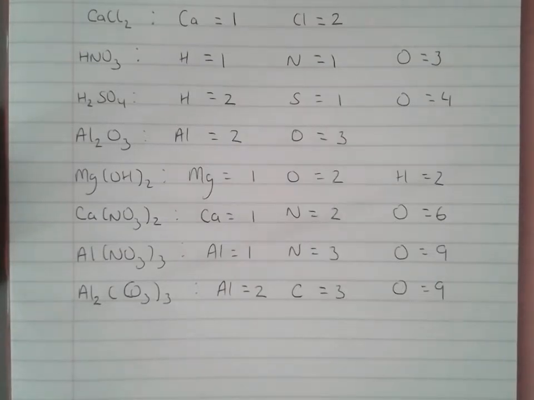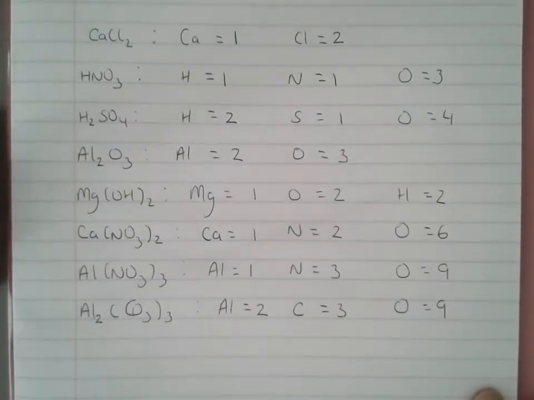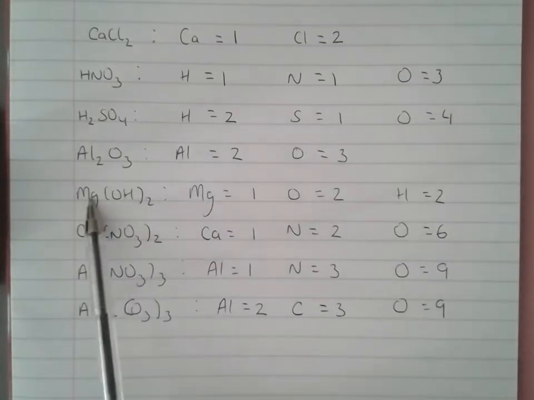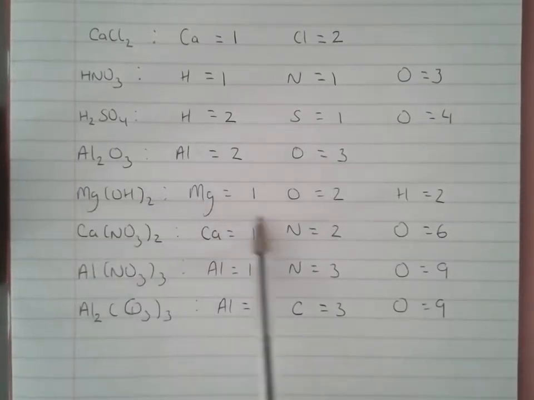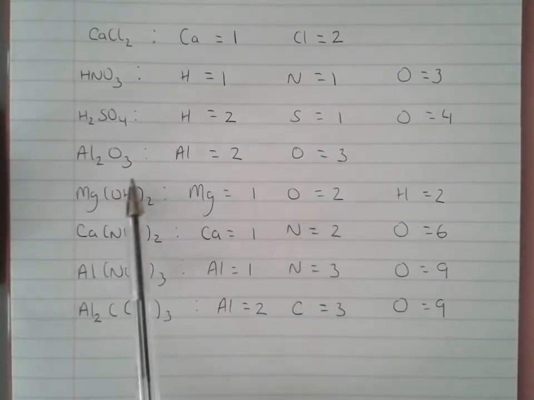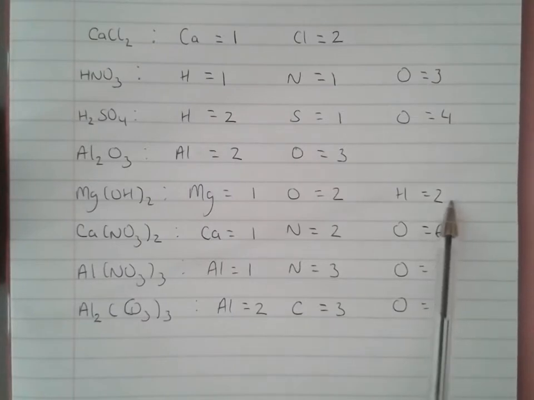Okay, so here are the answers. I've just filled them in for you, so just mark your own work. I'm hoping that they're relatively straightforward. I'm just going to go through the ones with the brackets, okay? So magnesium's not in the bracket, so you've only got 1 magnesium, but oxygen is in the bracket, so 2 oxygens. Hydrogen is in the bracket, so you've got 2 hydrogens.